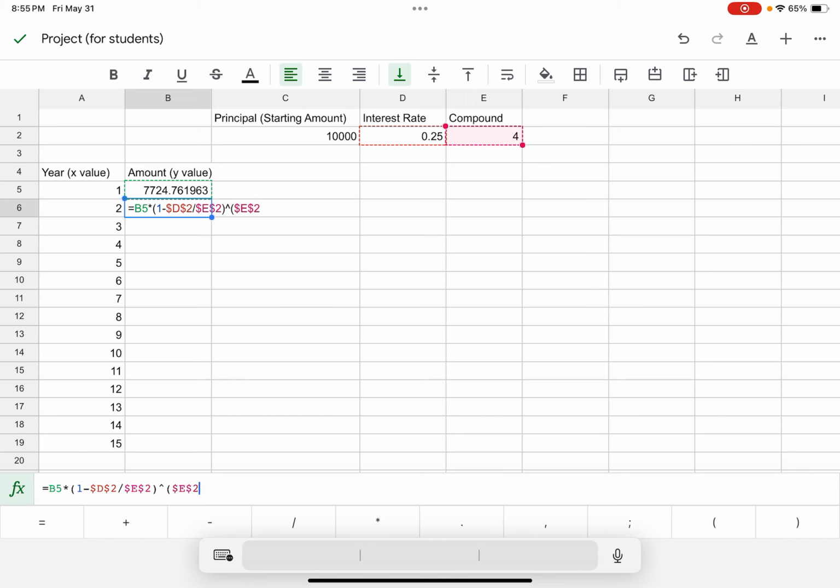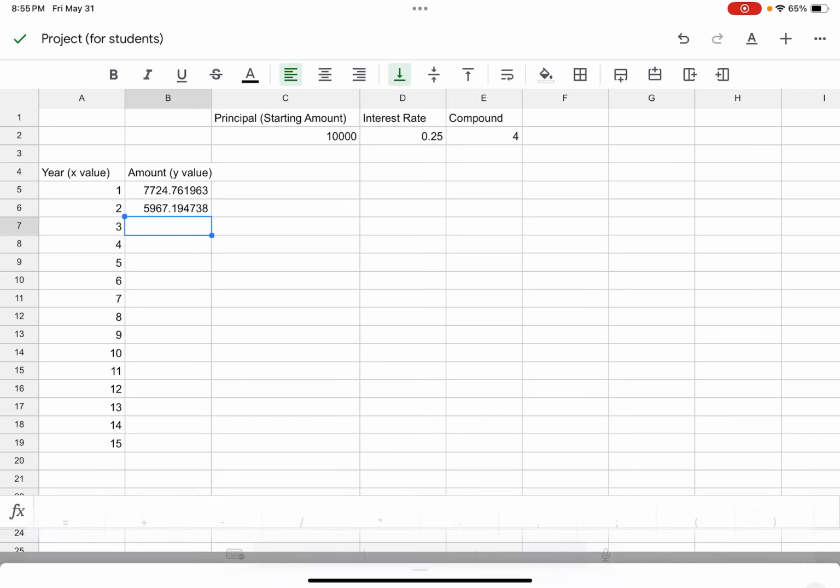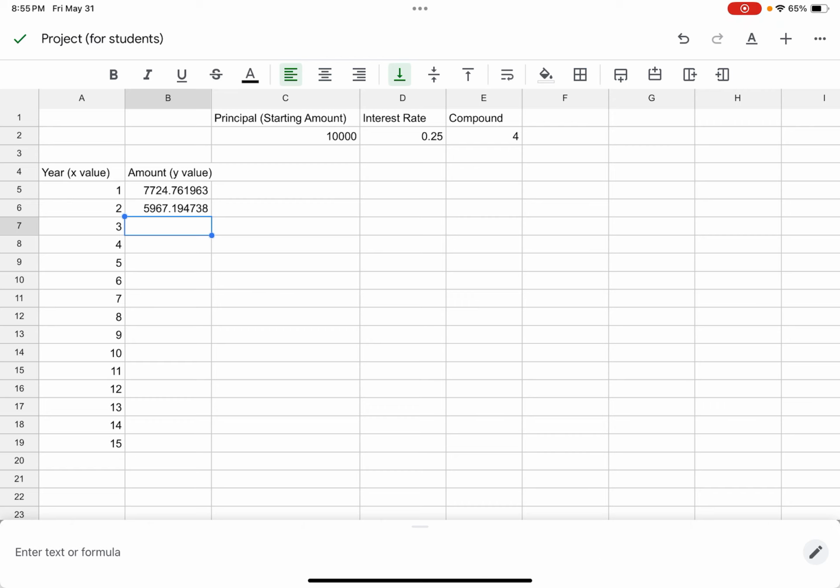$E2 again. Now I don't need the times T because this is doing that for me by changing the number in front from the 10,000 to the B5, to the $7,000. It is already taking into account I'm on year 2. So it's doing it for me. I hit enter, and now I'm down to 5,967.